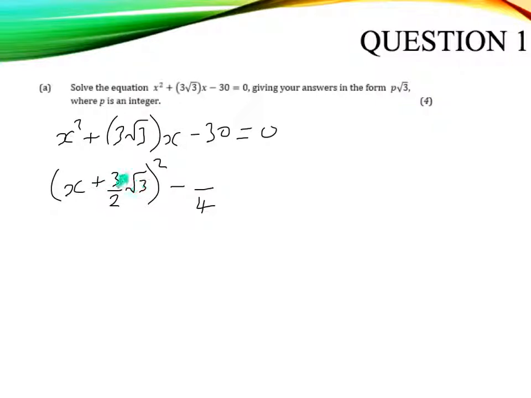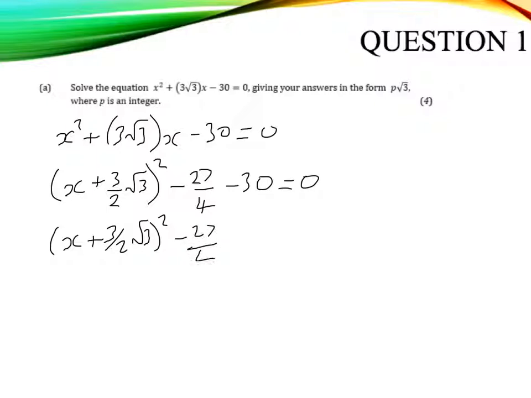Let's think about squaring this part then. So the square of 3 is 9, and root 3 squared is 3, so 9 times 3 is 27. You'll remember we got that same solution from when we did the quadratic formula earlier. And I still need to put my minus 30 here as well, and this equals 0. Okay, let's work out what 30 is in terms of quarters. That's going to help us. So x plus 3 over 2 root 3, squared, minus 27 over 4, minus 30.